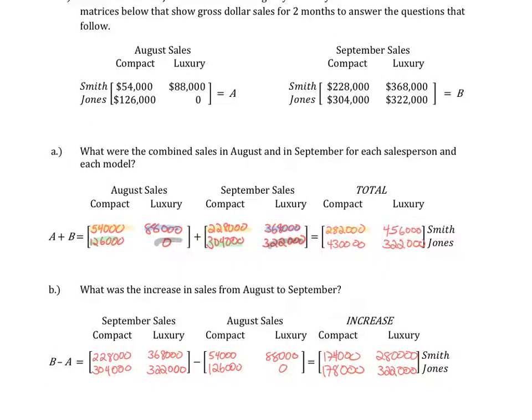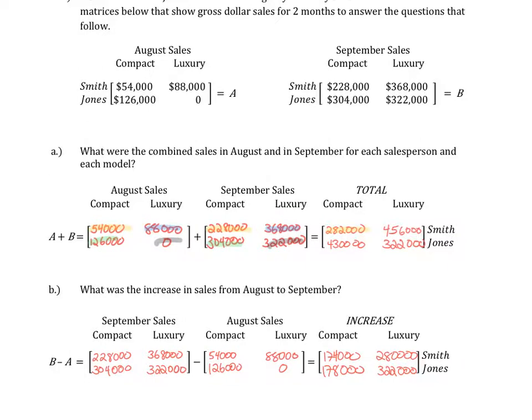And this matrix can be interpreted because the first column is always the compact cars, the second column is always the luxury sale dollars, I guess. The top row is how well Miss Smith sold cars, and the bottom row is how well Mr. Jones sold cars. So for example, this element, $322,000, is the increase in sales for Mr. Jones' luxury sales from August to September. And we can interpret these the same way. All right, what is next?